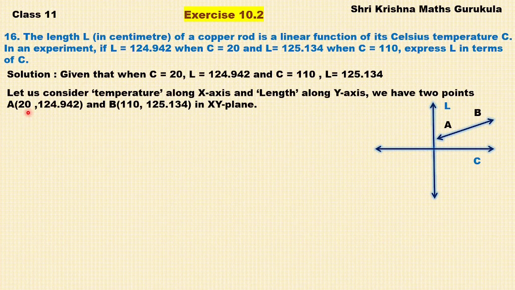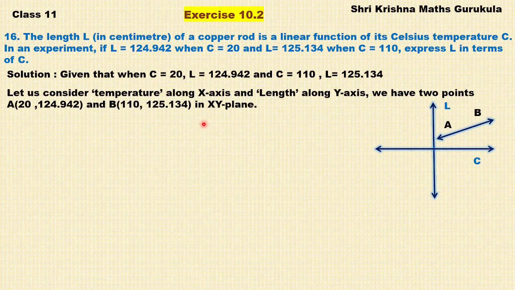Now we have considered temperature along the x-axis. So this is the x coordinate, and what is the y coordinate? The length of the copper rod is the y coordinate. Instead of x, y, it is as good as writing C, L. Clear? The x coordinate is temperature, the y coordinate is the length of the copper rod, C, L.